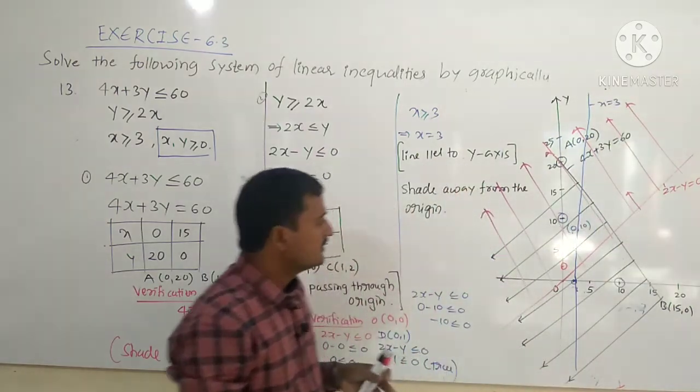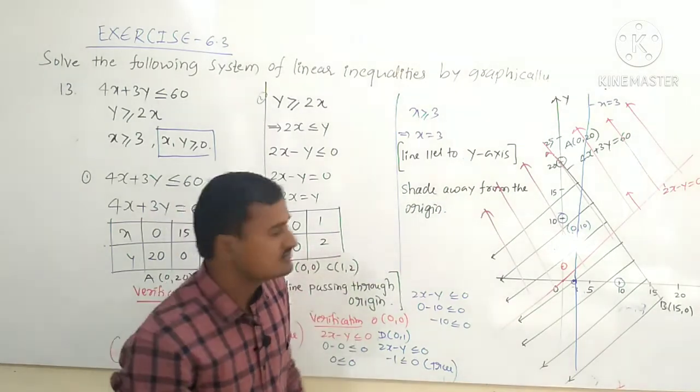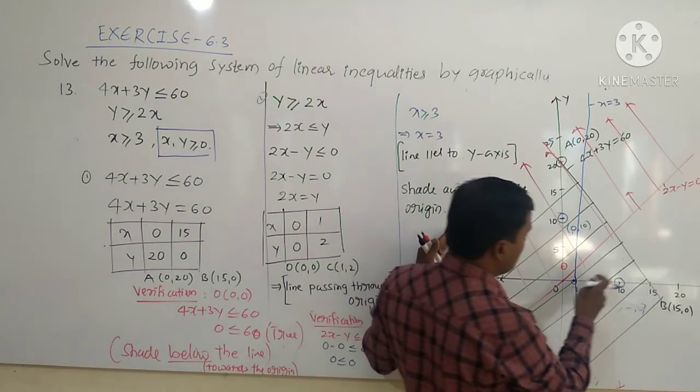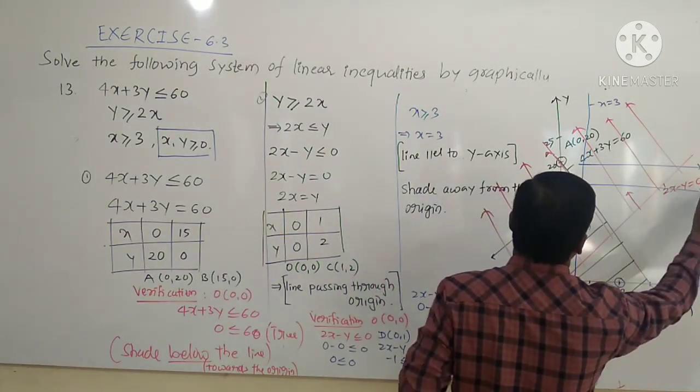Now which side should we shade? Shade away from the origin, because the points are more than 3, meaning 4, 5, 6, 7 like that. Therefore here you have to shade away from the origin.